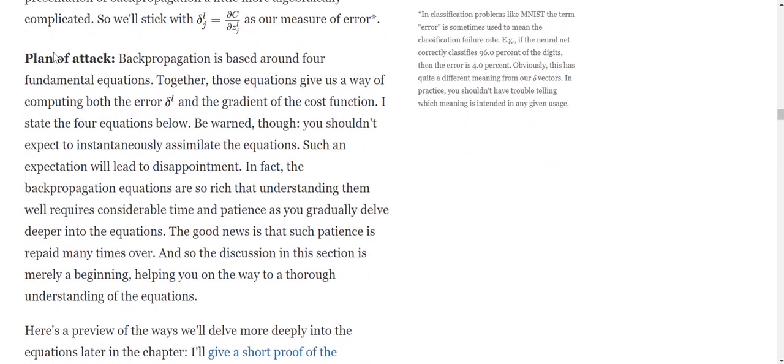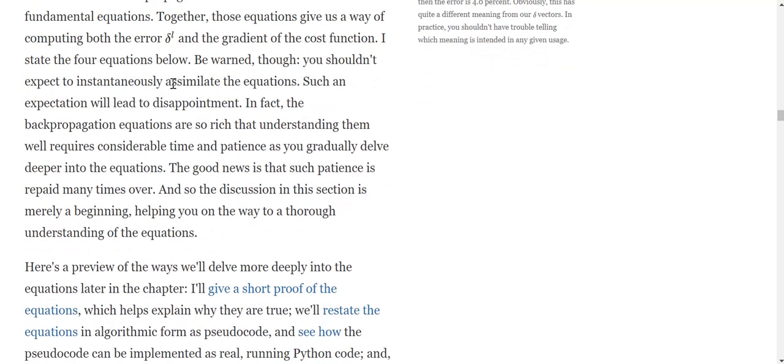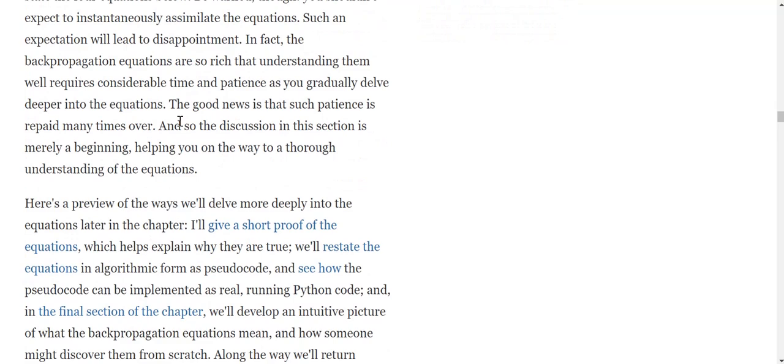Okay, so now we have a plan of attack. Backpropagation is based around four fundamental equations. Together, those equations give us a way of computing both the error delta L and the gradient of the cost function. I state the four equations below. Be warned though, you shouldn't expect to instantaneously assimilate the equations. Such an expectation will lead to disappointment. In fact, the backpropagation equations are so rich that understanding them will require considerable time and patience as you gradually delve deeper into the equations. The good news is that such patience is repaid over time, and so the discussion in this section is merely a beginning, helping you on your way to a thorough understanding of the equations.